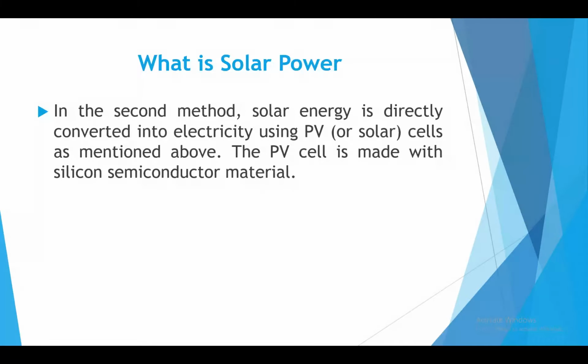The second method is that solar energy is directly converted into electricity using PV or solar cells. As mentioned previously, the PV cell is made up of silicon semiconductor material. This second method is the one mostly used or adopted worldwide. We use the PV or solar cell, and this PV cell is made up of silicon semiconductor.